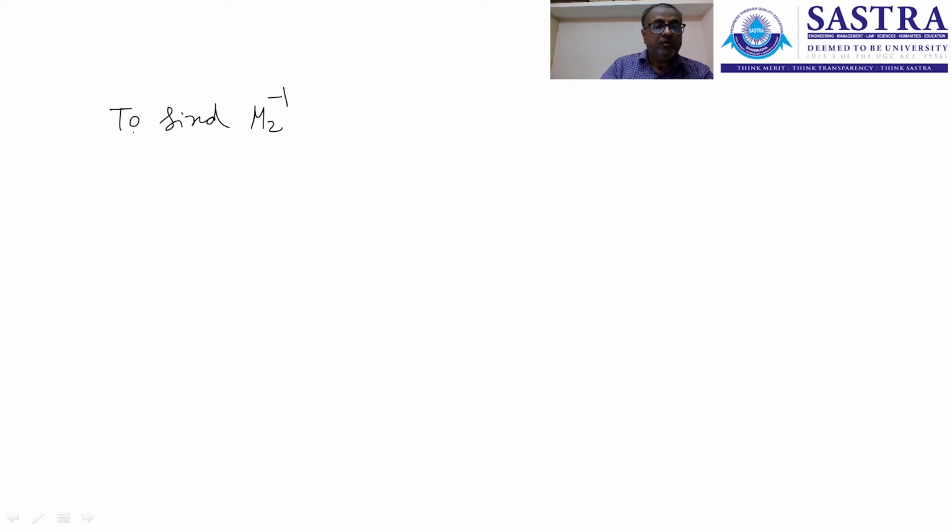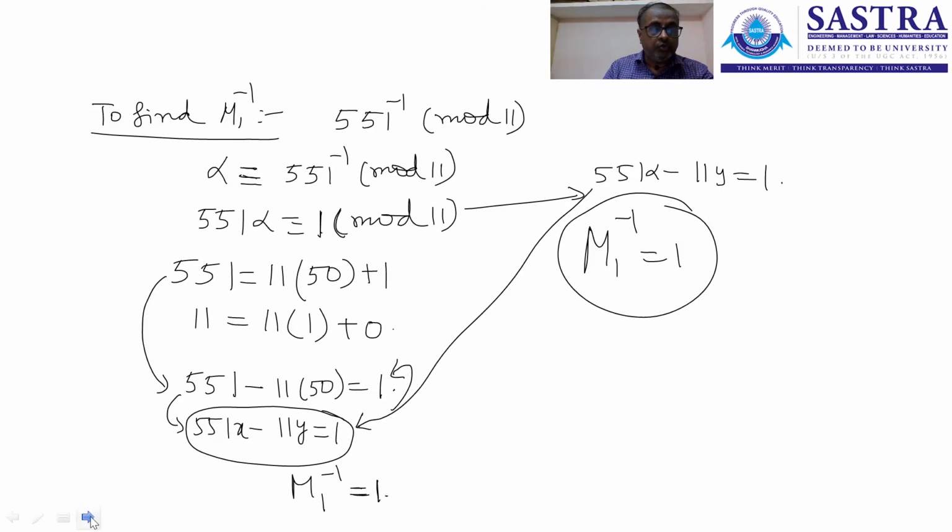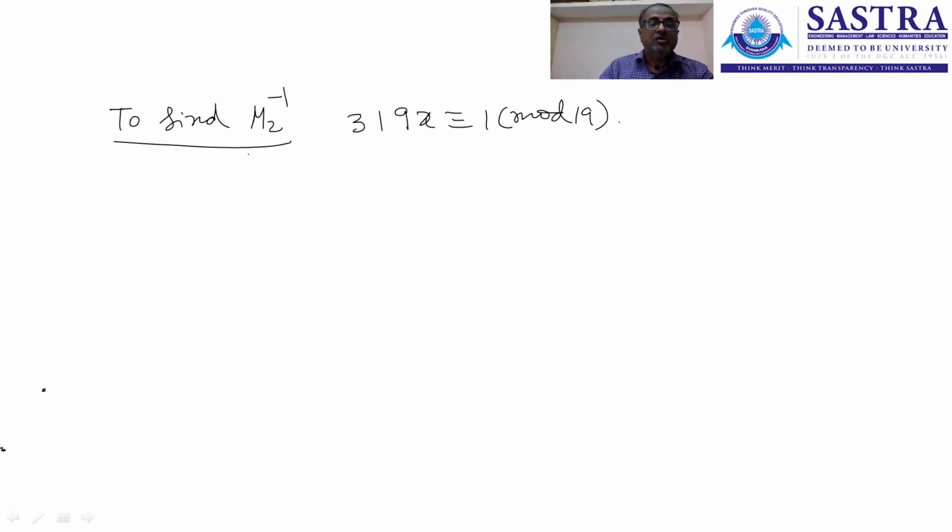Now what is this? 319x is congruent to 1 mod 19. You can see here M2 was 319, and the mod corresponding to it was also 19. M2 was 19, so I calculated this. Now let me divide 319 by 19. So I'll have 19 into 16 plus 15. Then I have to divide 19 by 15.